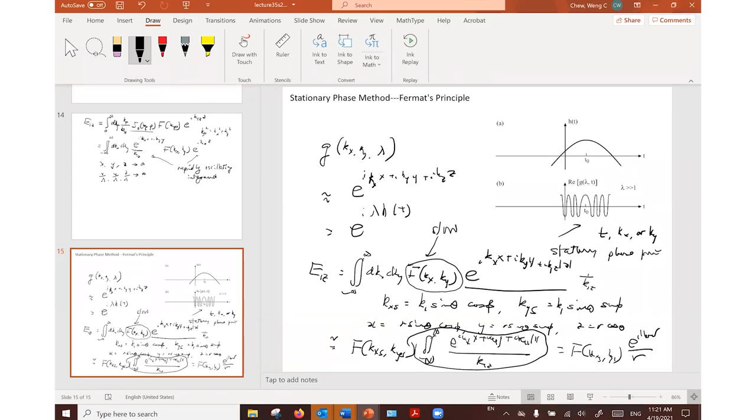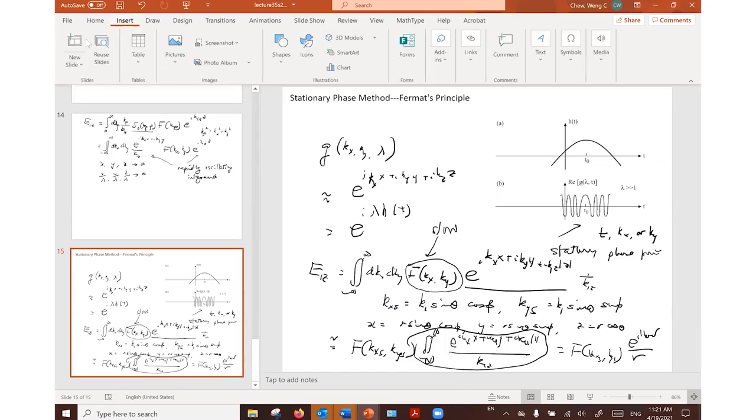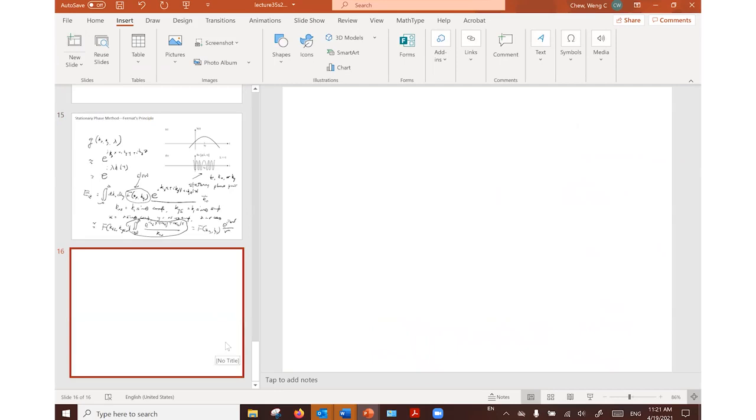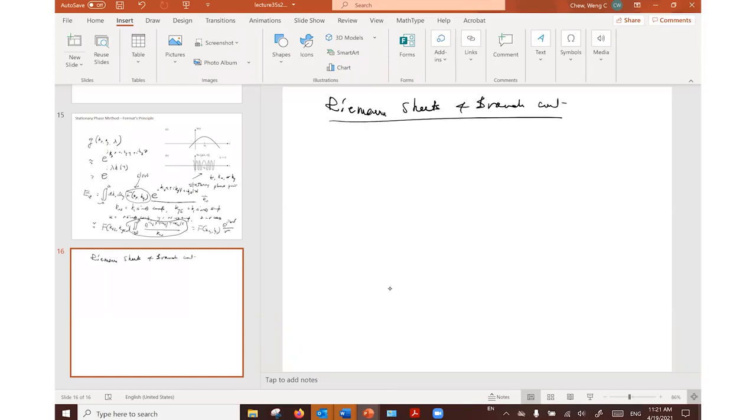I will let you read about the details in the lecture notes because I don't have time to talk about the gory details of this thing. Another thing that you should very much bear in mind is the concept of Riemann sheets and branch cuts. If you really want to understand this field, you actually have to understand Riemann sheets and branch cuts.